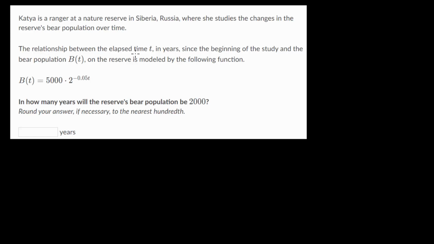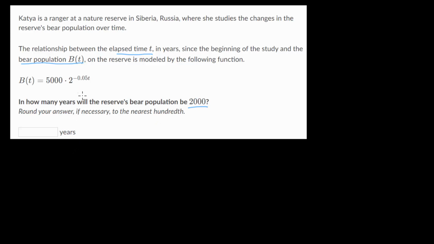The relationship between the elapsed time t in years since the beginning of the study and the bear population, which is b of t, on the reserve is modeled by the following function. So we have this equation here. In how many years will the reserve's bear population be 2,000? So we'll need an approximate answer here. We need to round it, if needed, to the nearest hundredth. And we're looking at how many years it'll take.